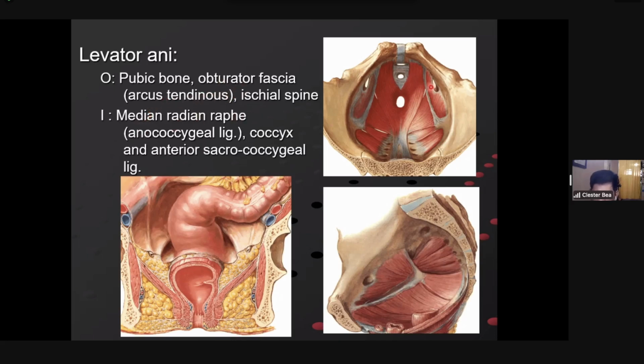Levator ani muscle also attaches or has a point of origin from the arcus tendineus. Okay? Now, the insertion of the levator muscle will be in the midline. The medial raphe, okay, specifically the anococcygeal ligament, and it attaches also to the coccyx and to the anterior and sacrococcygeal.